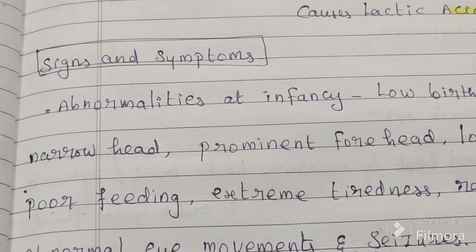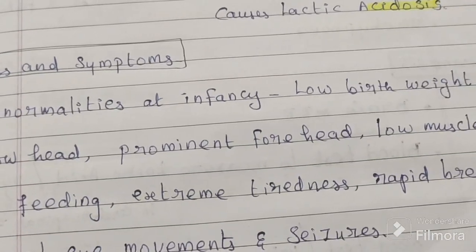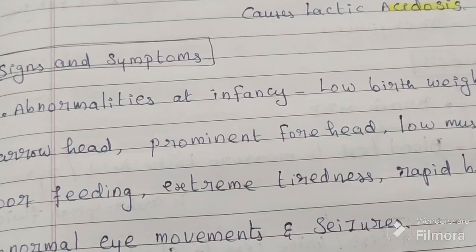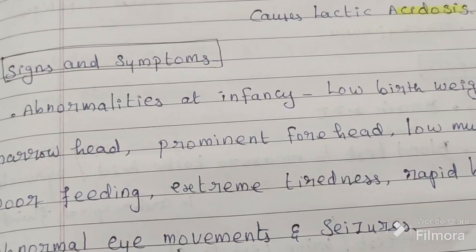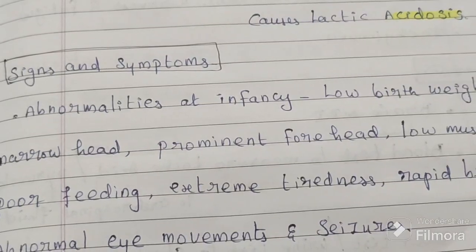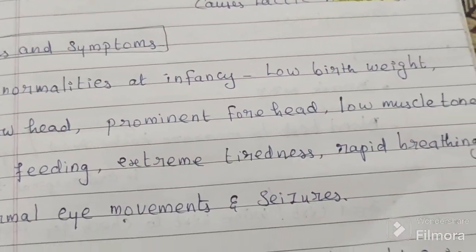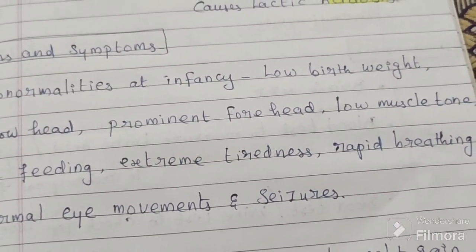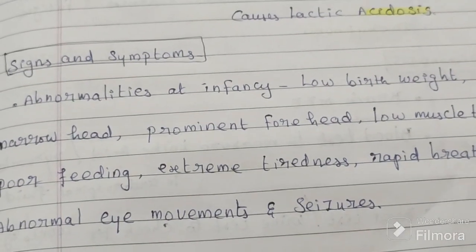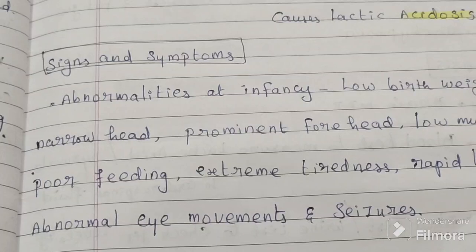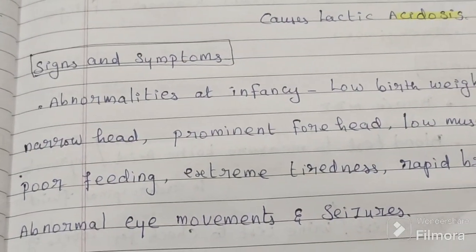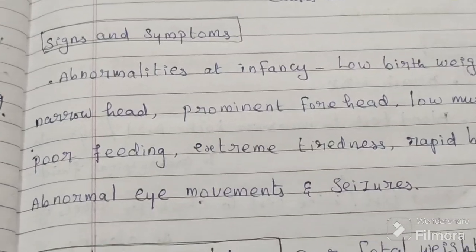Abnormalities at infancy: low birth weight, narrow head, prominent forehead, wide nasal bridge, then low muscle tone, poor feeding, extreme tiredness, rapid breathing, abnormal eye movement, and seizures. These are the signs and symptoms in infancy.